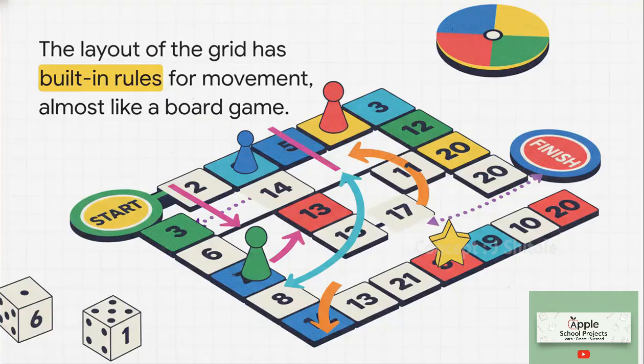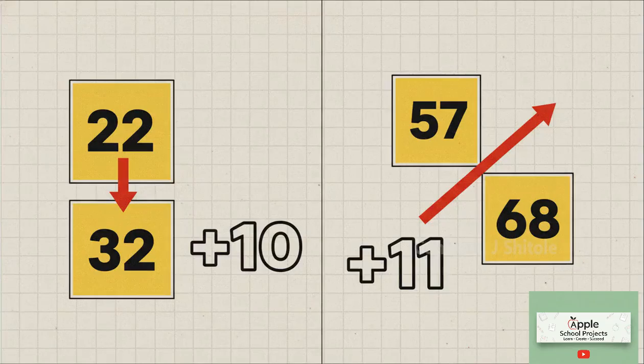It's not just about multiples either. The grid itself has these, well, they're like built-in cheat codes for getting around. It's almost like a secret board game. Check this out. Pick any number on the board. Now, move 1 square straight down. You just added 10 every single time. Go from, say, 22 to 32. Bam, 10. What about diagonally, down and to the right? That's always adding 11. These little rules are baked right into the grid's DNA.